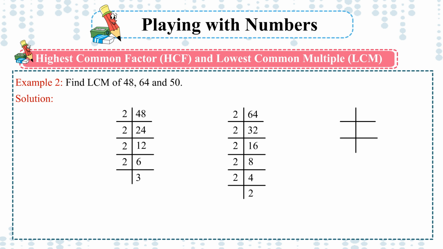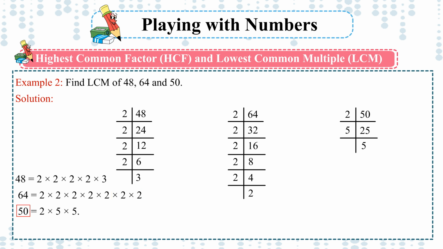And next is factorization of 50. The smallest prime number that divides 50 is 2, and 2 multiplied by 25 is 50. Next is 25. The smallest prime number that divides 25 is 5, and 5 multiplied by 5 is 25. 48 is equal to 2 multiply 2 multiply 2 multiply 2 multiply 3. 64 is equal to 2 multiply 2 multiply 2 multiply 2 multiply 2 multiply 2. 50 is equal to 2 multiply 5 multiply 5.